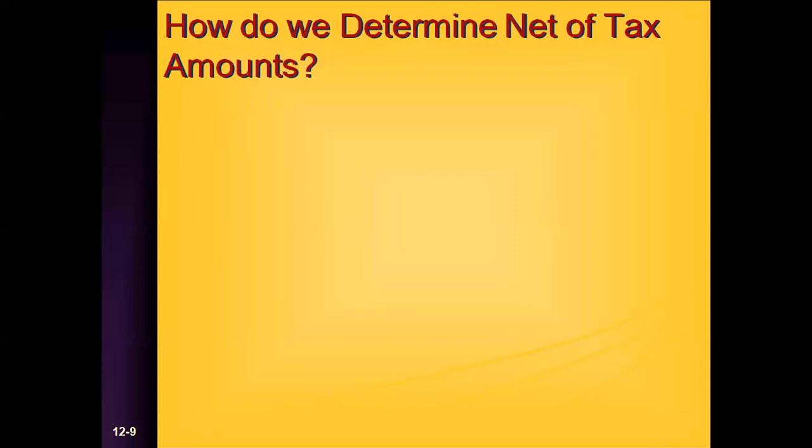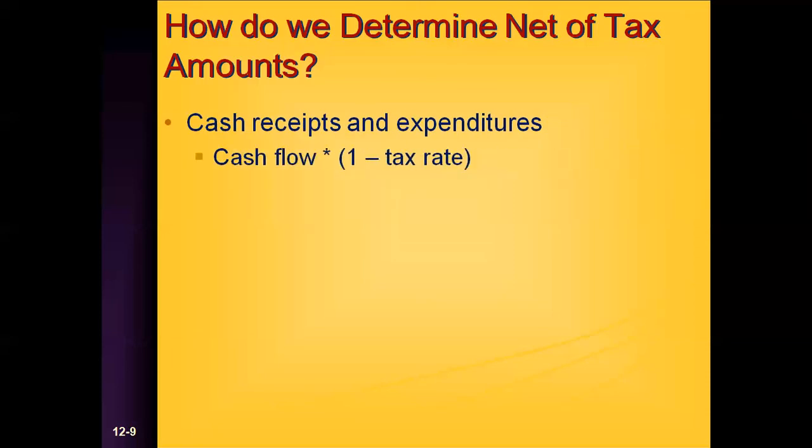Okay, so the variable we want to introduce here is how do we determine the net of tax amounts? Well, there are some specific steps here that you want to be aware of. First of all, you want to take the cash receipts and expenditures, and here again, it's a relatively simple mathematical equation. You take those cash flows times 1 minus the tax rate. We're going to have some examples of these later, so just make sure you get these particular formulas in your notes.